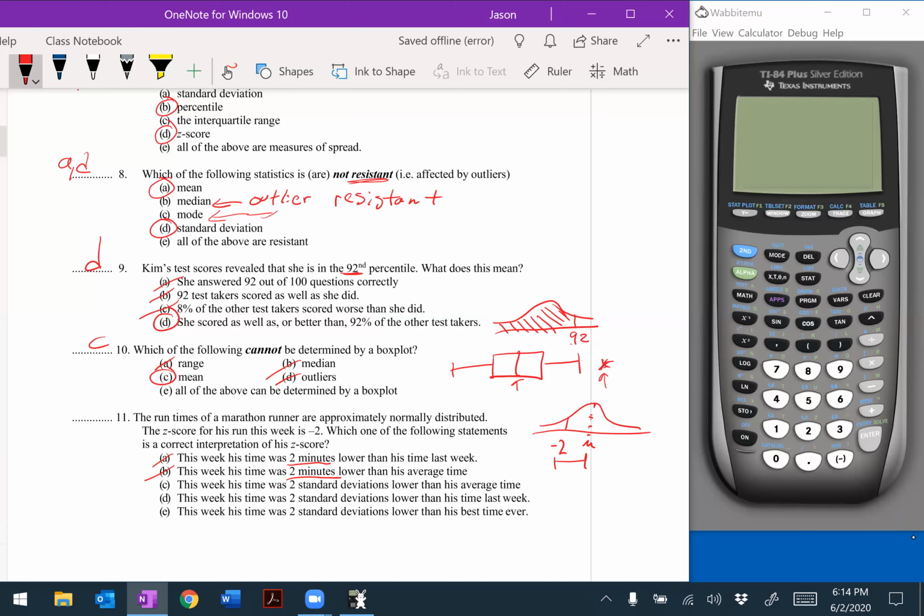This week his time was 2 standard deviations lower than his average time. Well, what is mu here? Mu is his average time, right? That's mu, and we're 2 standard deviations below that, so C is correct. This week his time was 2 standard deviations lower than his time last week. No, we don't know what his time last week was, and it's not 2 standard deviations below that anyway. This week his time was 2 standard deviations lower than his best time ever. No, so the answer here is C.